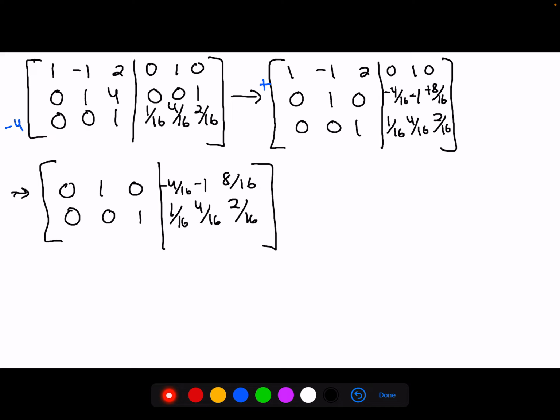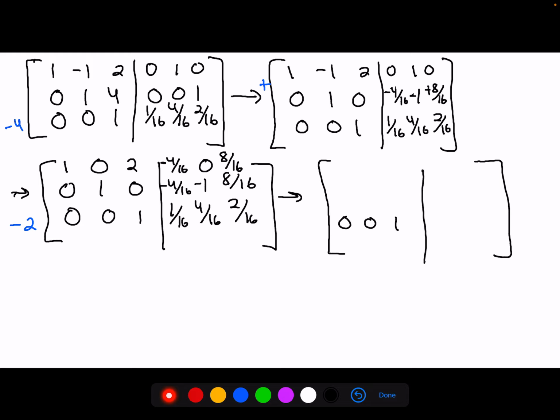Okay, so then if you add row 2 and row 1, 0 plus 1 is 1. 1 plus -1 is 0. 0 plus 2 is 2. And you get -4/16, and you get 0, and you get 8/16 there. Then finally, I took row 3 times -2 and added that to row 1. So row 3 right now is the same. Row 2 is the same.